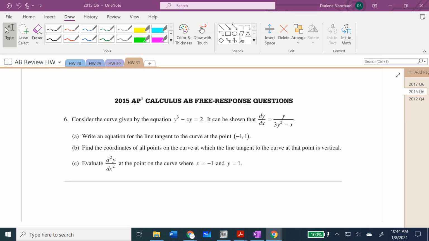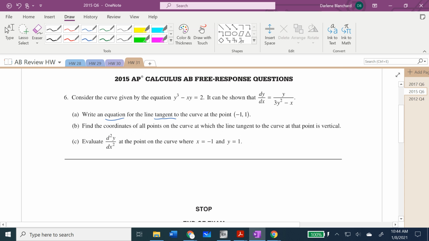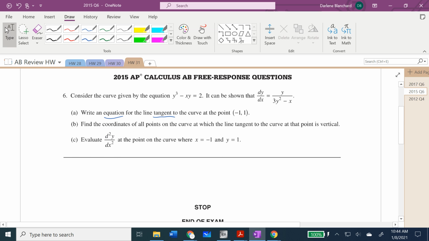2015 problem number 6. You are first asked to find an equation for a tangent line. When I prep for equation of tangent lines, I prep it with y minus find the number equals find the slope times x minus figure out what number. And then I know that these 3 blanks need to be filled with specific numbers.